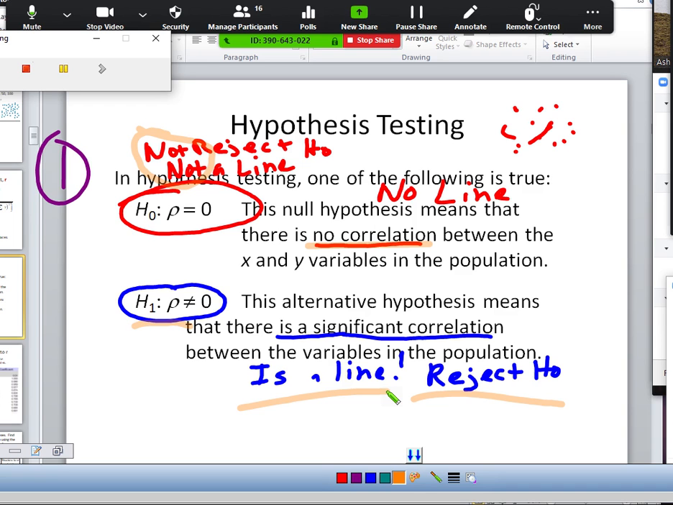Yeah. I am. Okay, thank you. You're welcome. Yes. Which one of these is our claim?